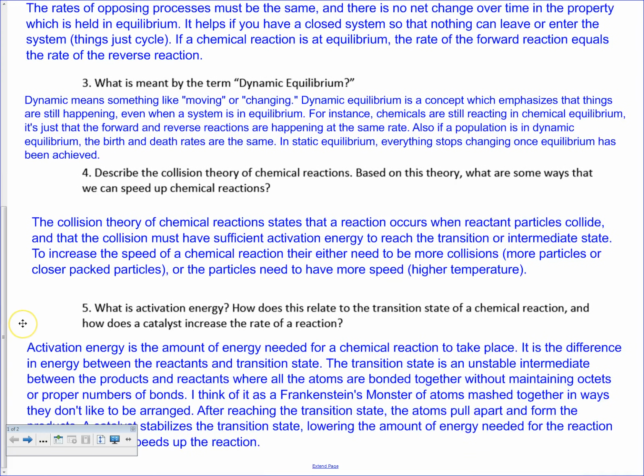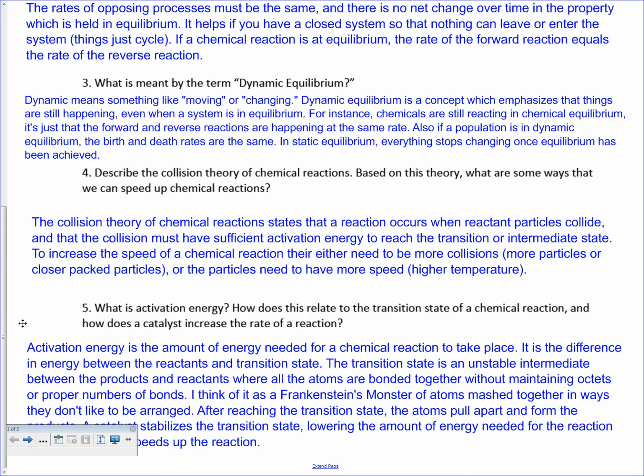All right. The next question here is about this collision theory of chemical reactions, and then we get into talking about activation energy and things like that in the next question. So the collision theory says that a chemical reaction, what's really happening is particles of reactants are colliding, and then they reach something that's called a transition state. Once the transition state is achieved, then it will fall back down and it will become the products.